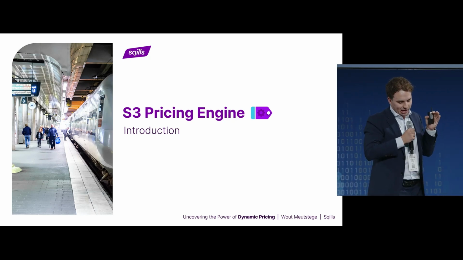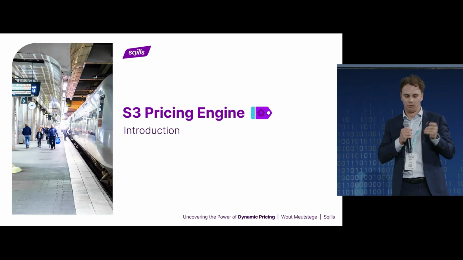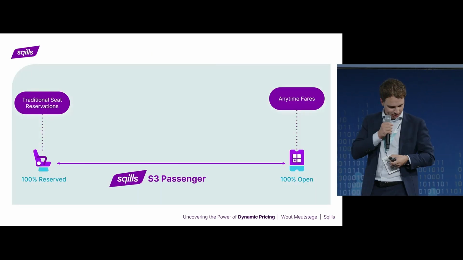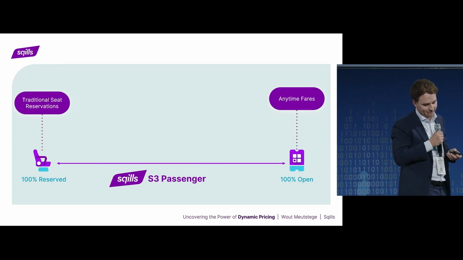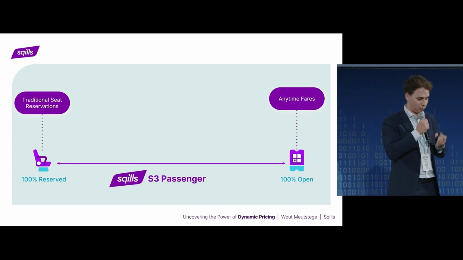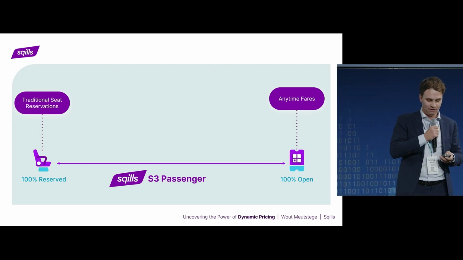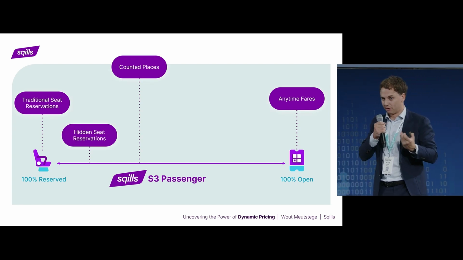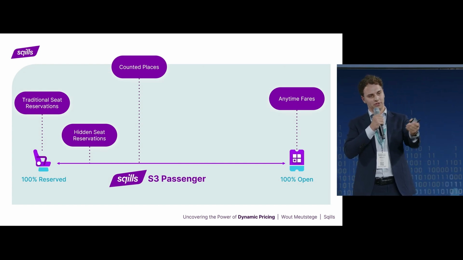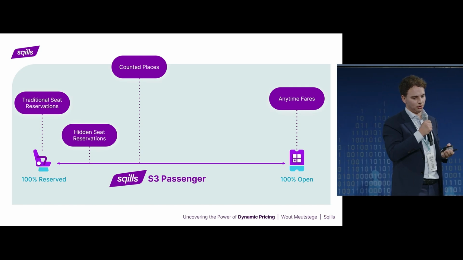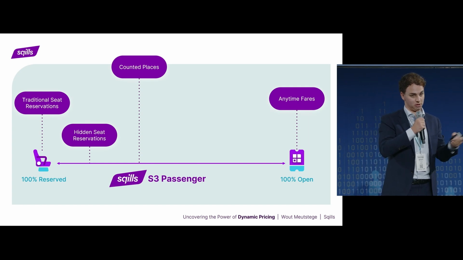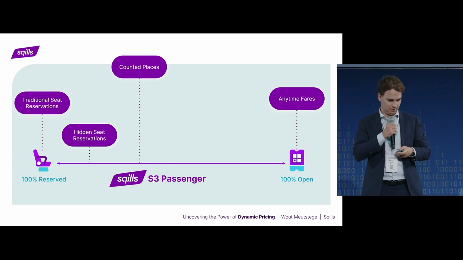The pricing engine allows you to think about dynamic pricing with a focus on the passenger. With S3 Passenger, we do not only manage seat reservations. In reality, we sell the entire range of tickets that any operator may serve, from traditional seat reservations on one end to anytime fares on the other end. In between are, for example, models where we do sell the seat reservation, but we don't inform the passenger of the seat that he's been allocated. The benefit of this model is that you still know ahead of time which train is going to be popular and which train is not going to be popular, and you can still fluctuate price based on that.